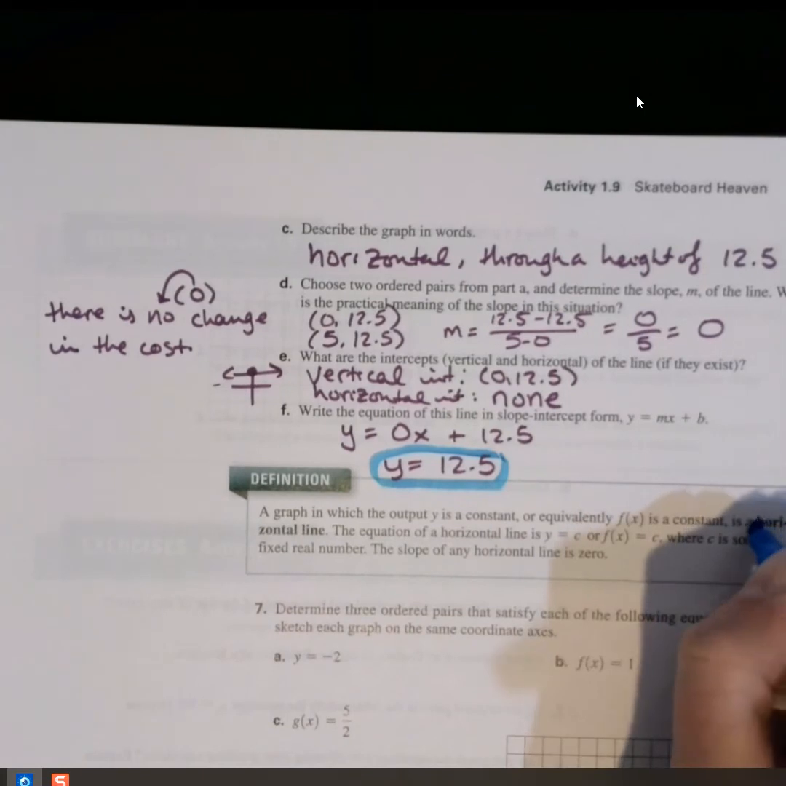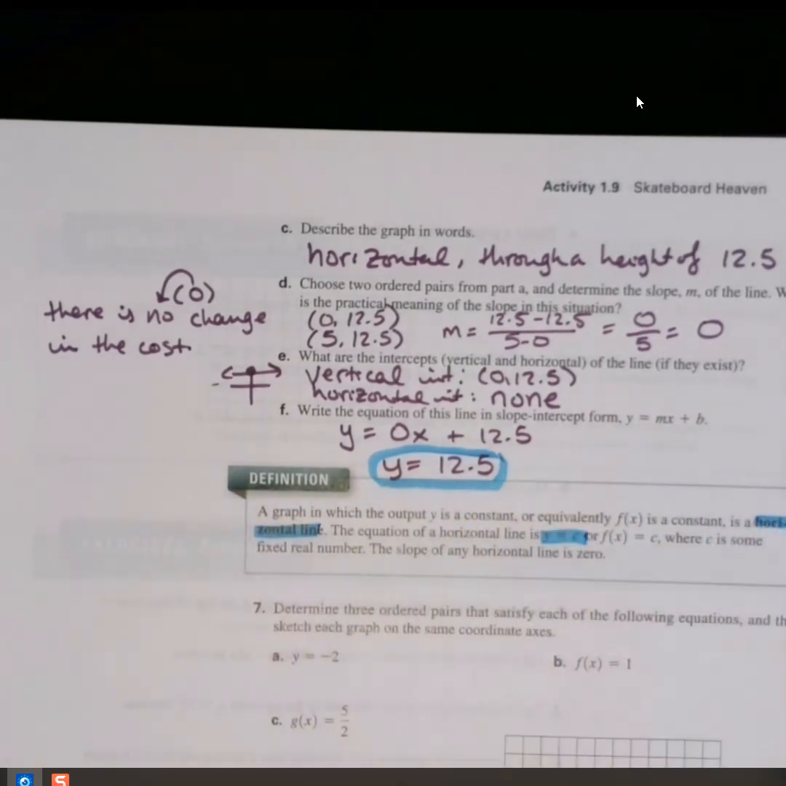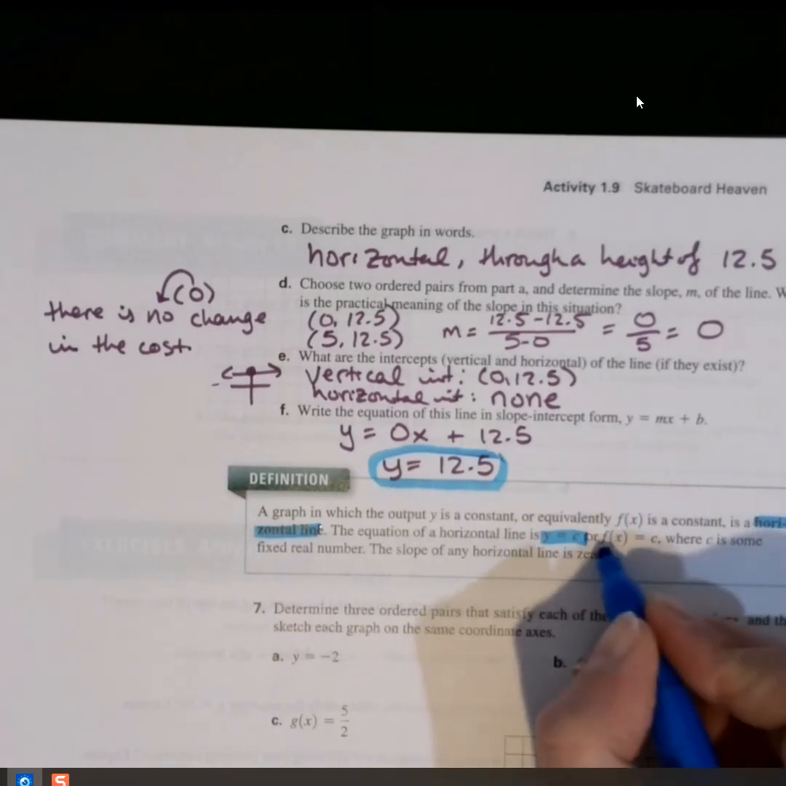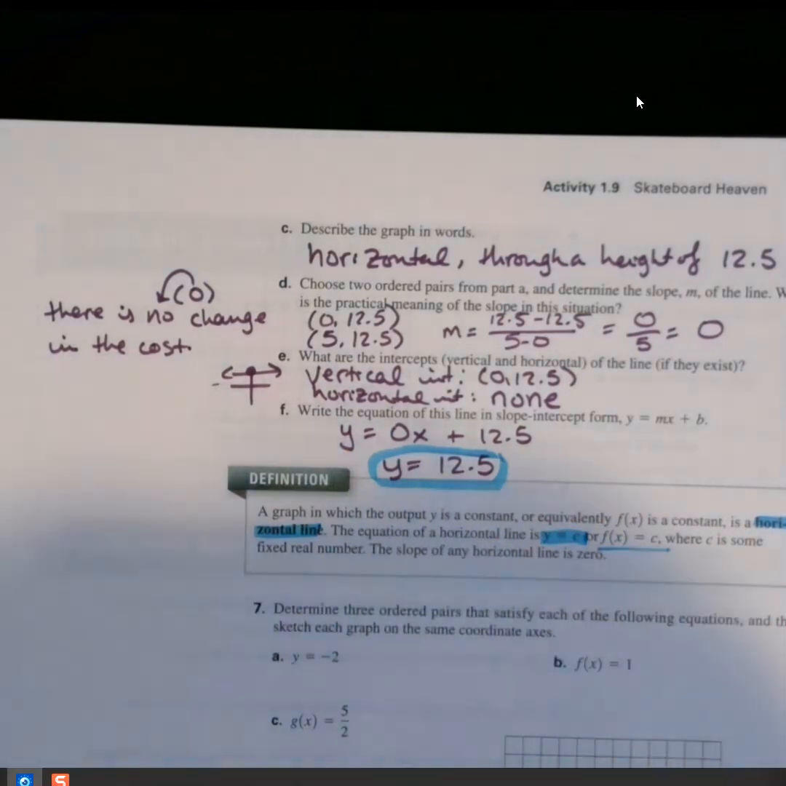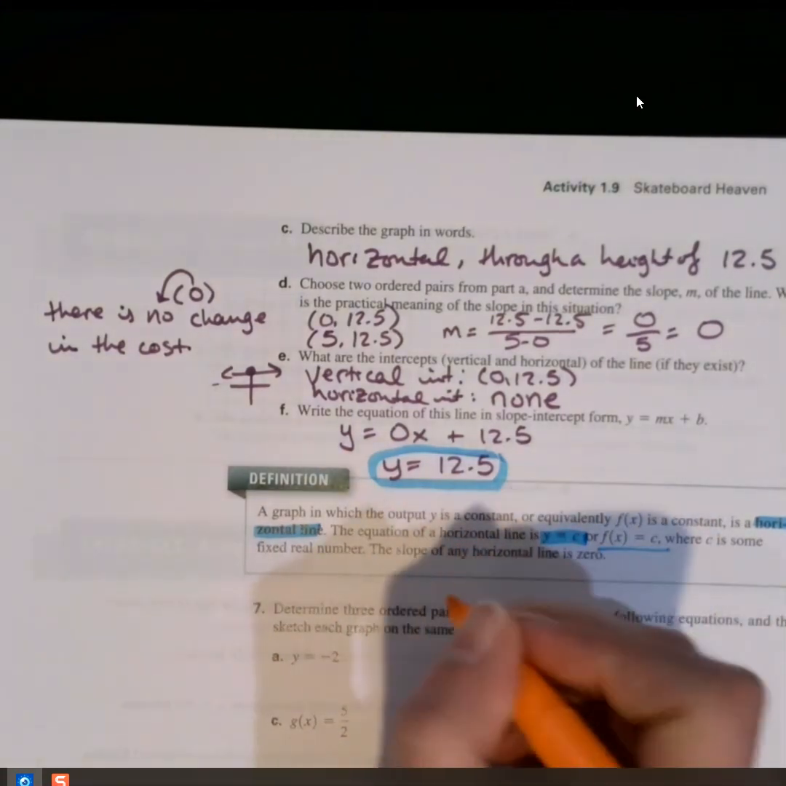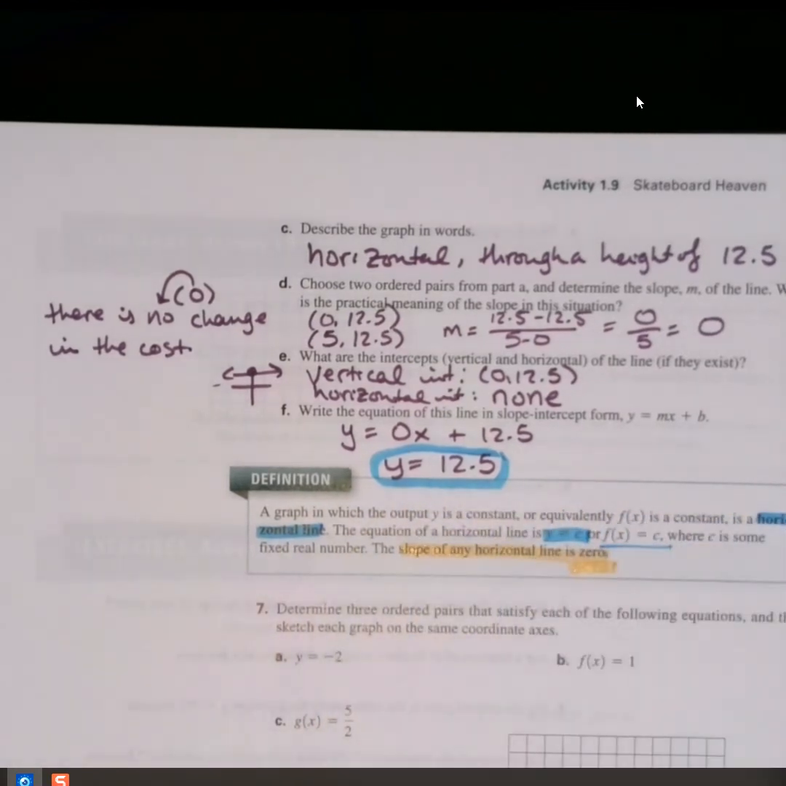Anytime we're going to have a horizontal line, the equation is going to be y equals c, whatever c is, the constant, where that's your height. It's your vertical intercept. It's all your heights, actually. So it's always y equals some number, or f of x equals that number if you're writing in function notation. And also noting the slope of any horizontal line is 0, as we saw above.